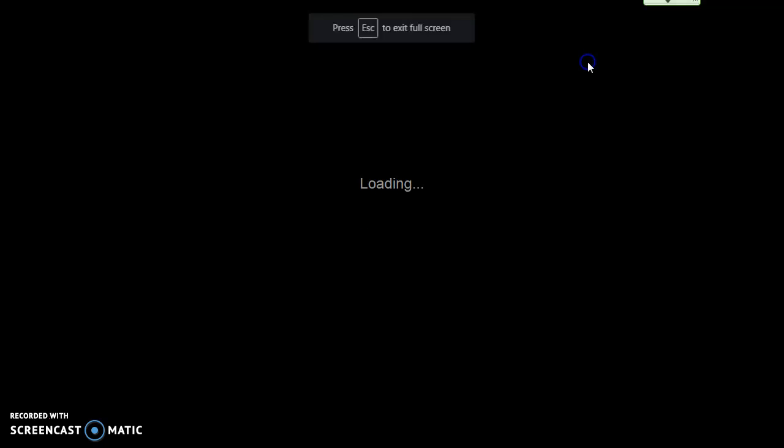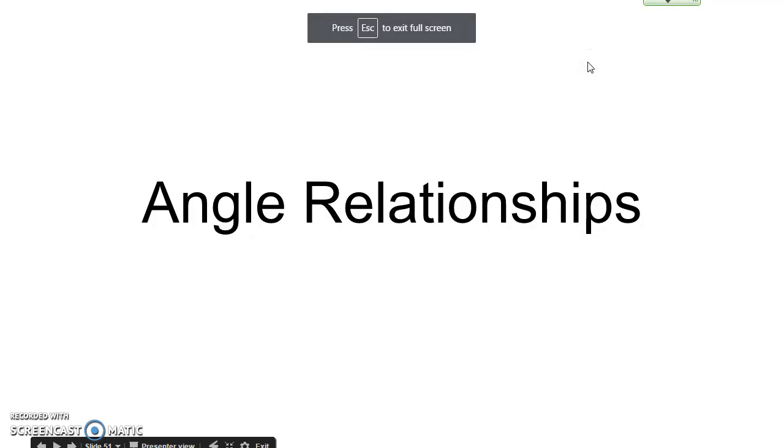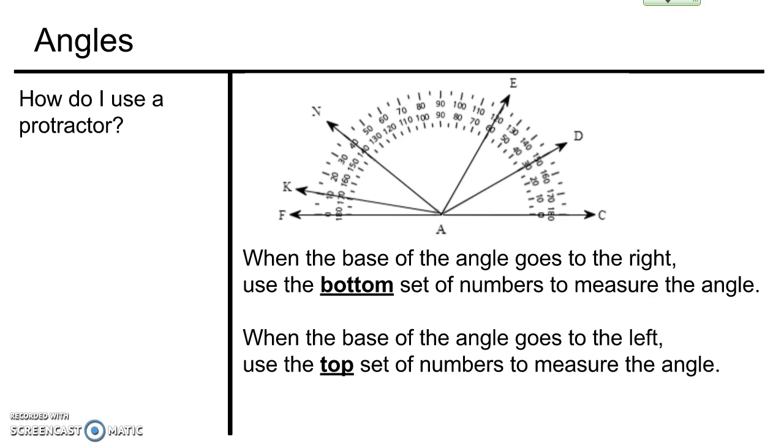Right, today the topic we're going to be reviewing is angle relationships. So in your table of contents and in your notes at the top of the page, write angle relationships review. This is our review of angle relationships. Okay, so once you have your notes ready, first, how do I use a protractor?